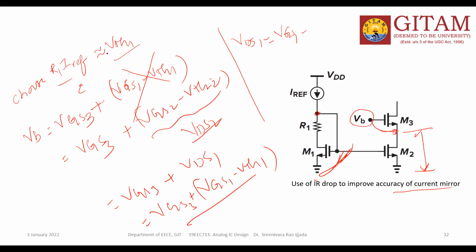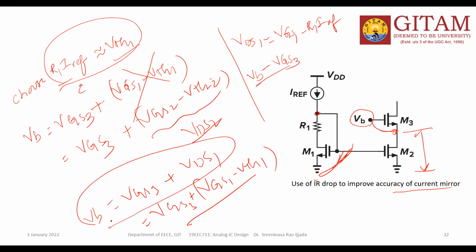R1 into I reference, I told you here. So R1 is multiplied with the I reference. Clear? Which is approximately equal to what? So now, which is equal to VB minus VGS3, from this expression. This is the VB equation. Okay, the equation is good.